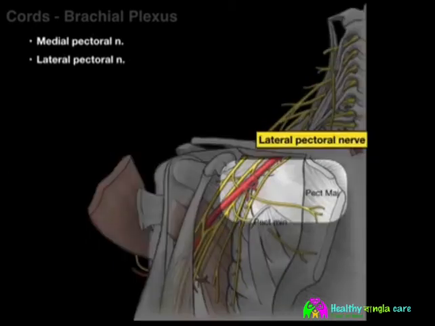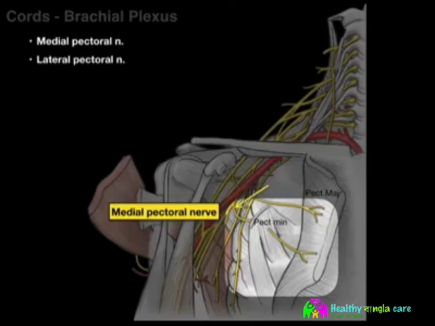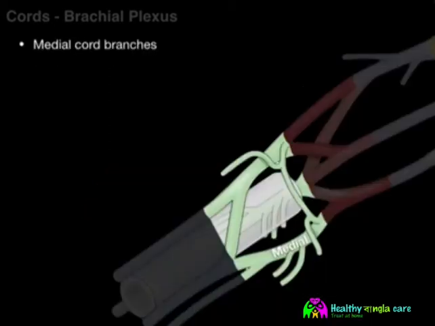So there we have our lateral pectoral nerve here that then courses out and innervates our pec major, and then the medial pectoral nerve right there that courses and pierces and innervates our pec minor and continues out to the pectoralis major. And so even though the medial pectoral nerve kind of looks lateral, these two nerves are named by their origin on the cords of the brachial plexus.